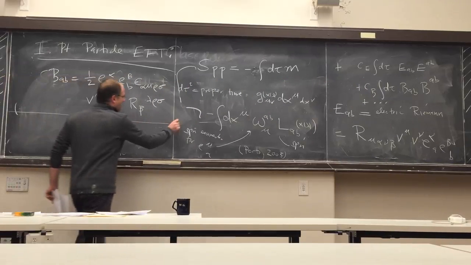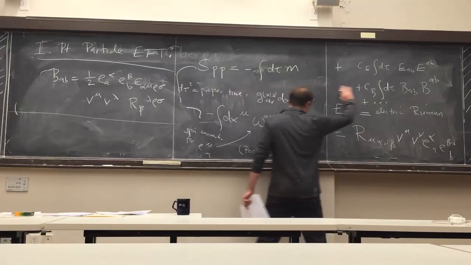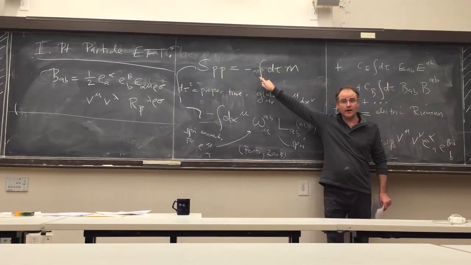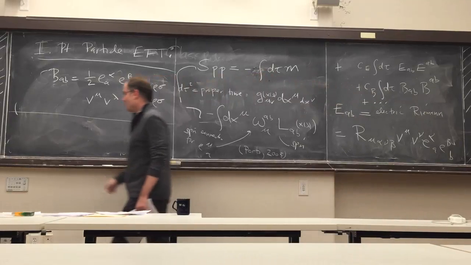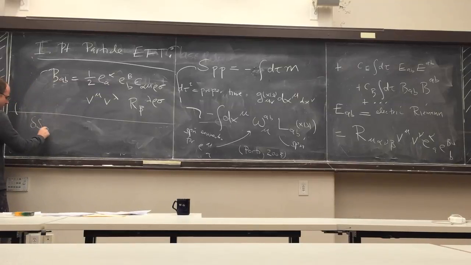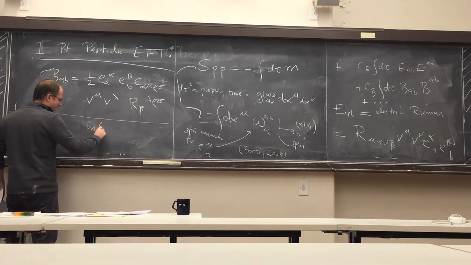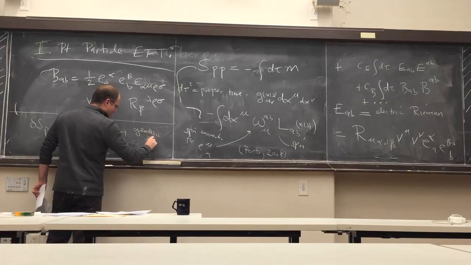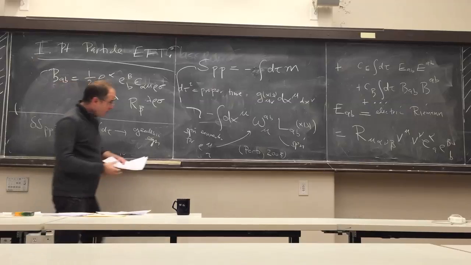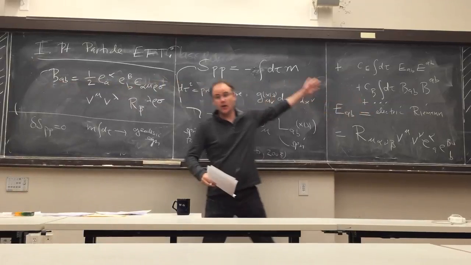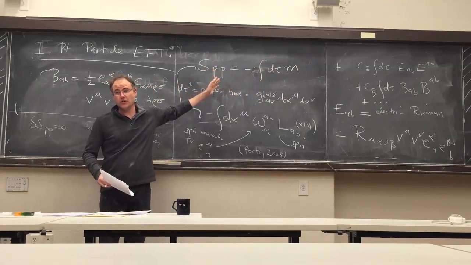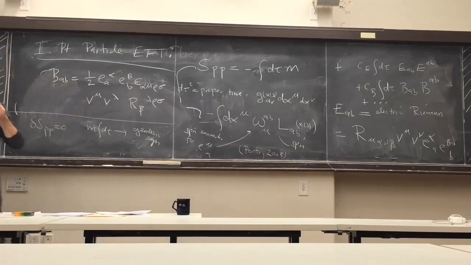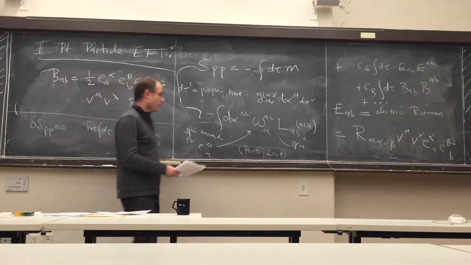Well, to understand what they mean, let's just ignore them first, and let's just look at this term, right? This term predicts that, if you just vary this and set the variation to 0, then m d tau gives you the geodesic equation. So if you ignore all this other stuff, it tells you that the thing moves in a geodesic. That's exactly what a point object is supposed to do in a gravitational field by the equivalence principle.